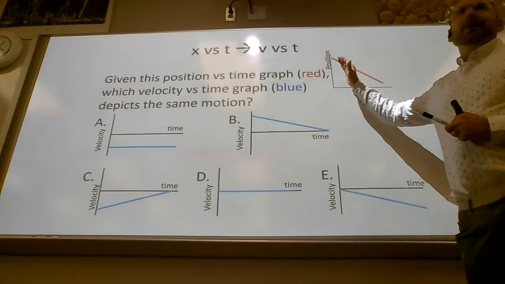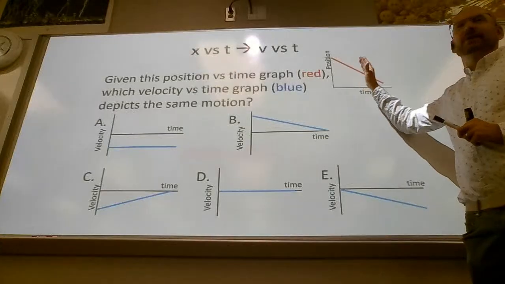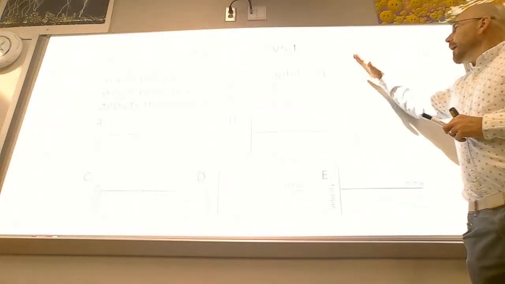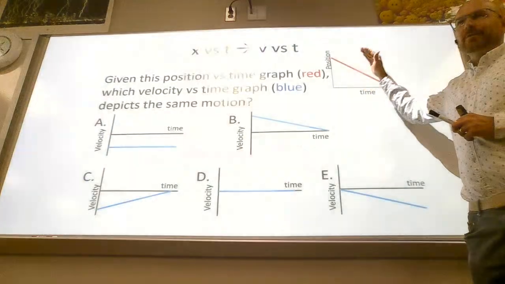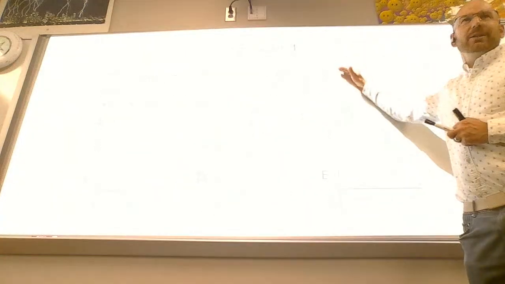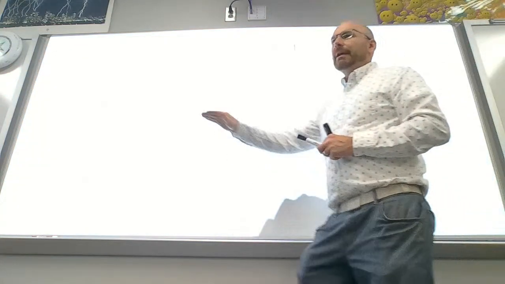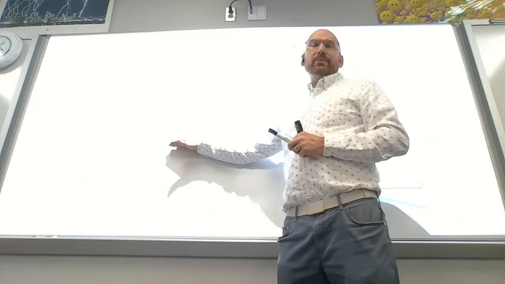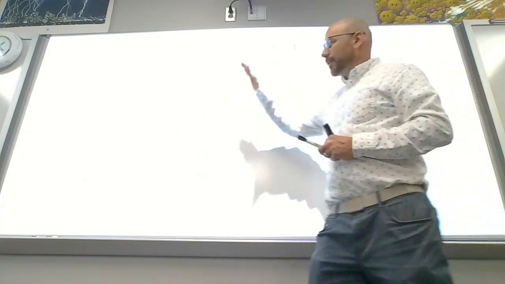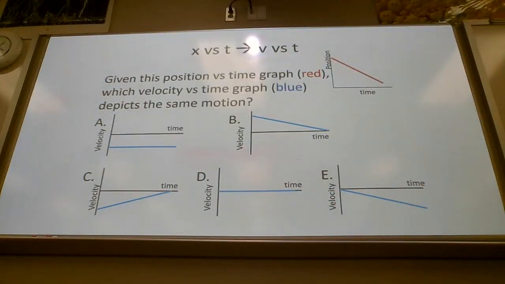Okay, check it out. What on a position versus time graph tells us velocity? The slope. Okay. How would you describe the slope of this line? Is it positive or negative? Negative. Is it constant or is it changing? The constant negative slope is going to give you a constant negative value. Okay? The slope of the position versus time graph is the value of velocity on the velocity versus time graph.